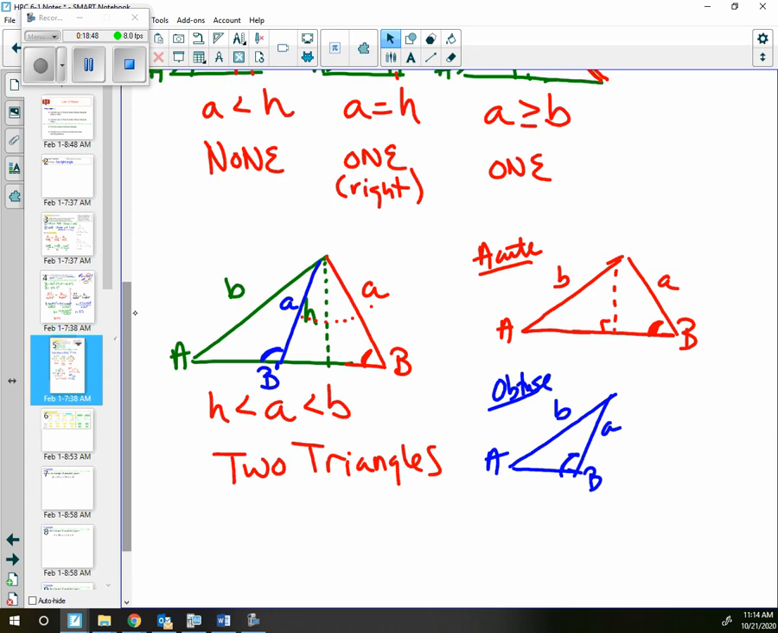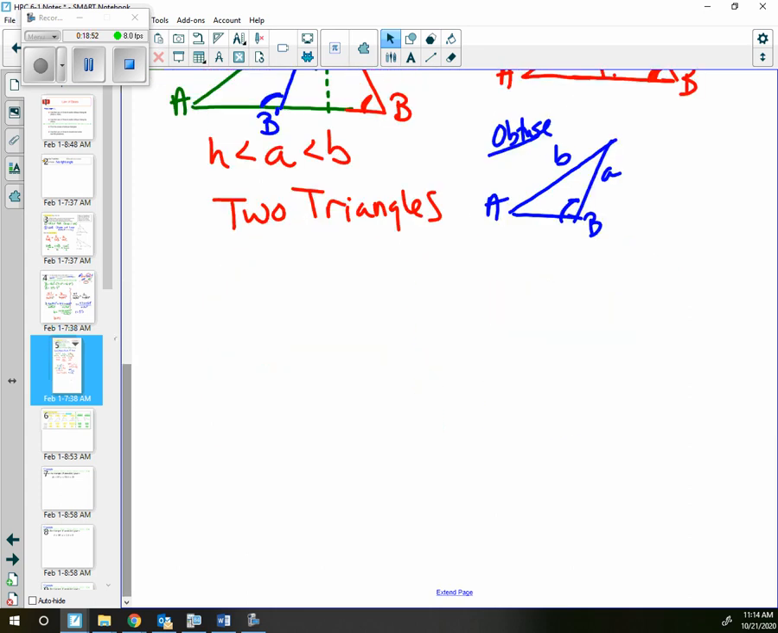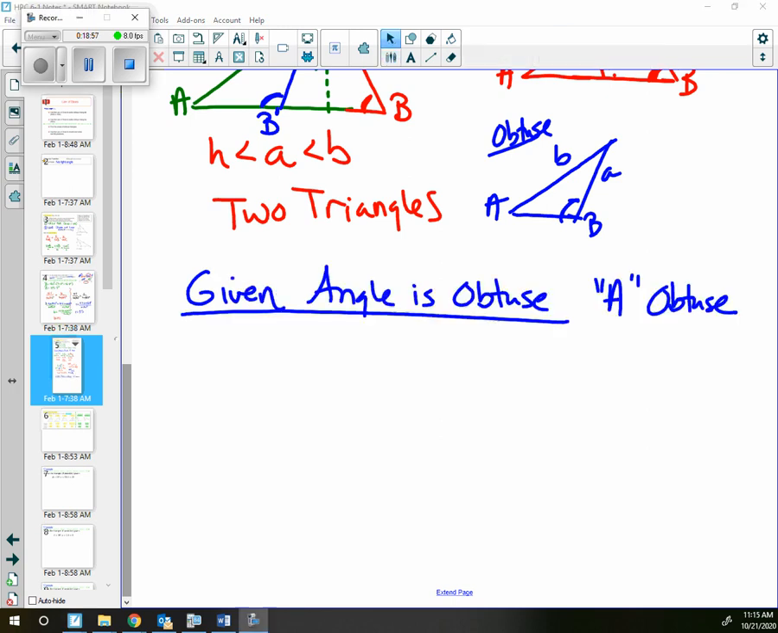Now, thankfully, when the angle that you're given is obtuse, we have a way easier situation. So if the given angle is obtuse, it's a little bit easier. All right, if the given angle is obtuse, we're going to go ahead and draw a couple of pictures for this. So this one is a lot easier.